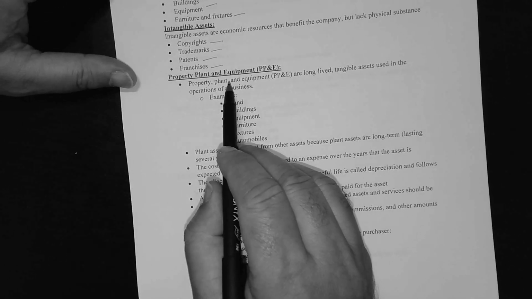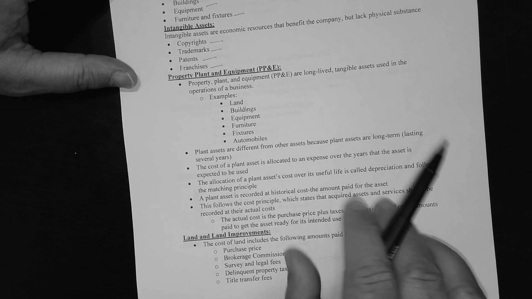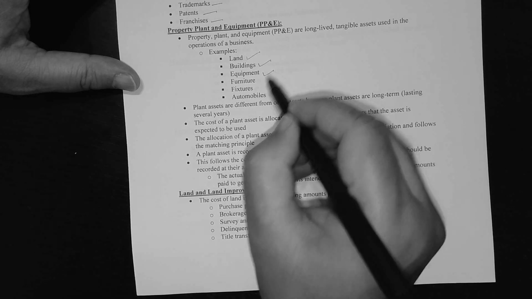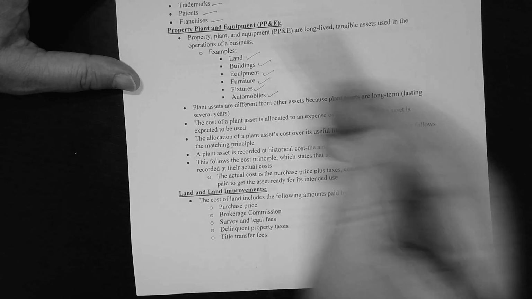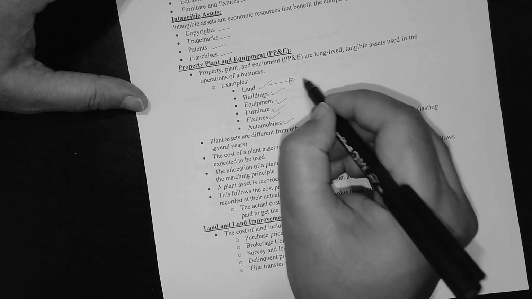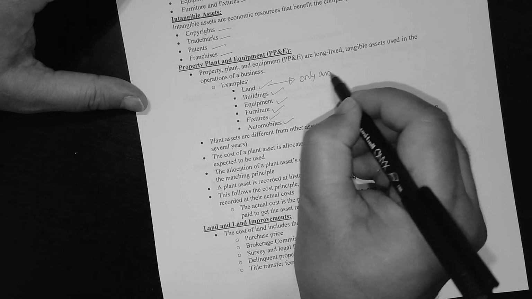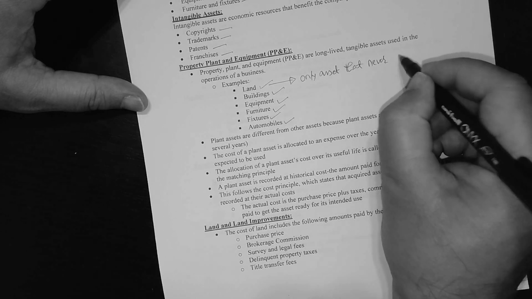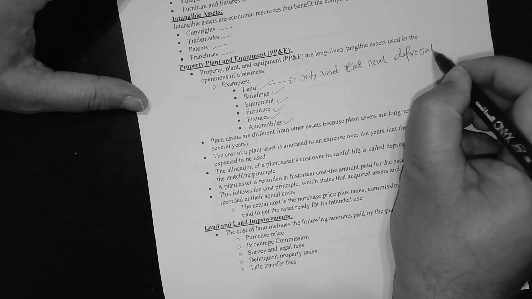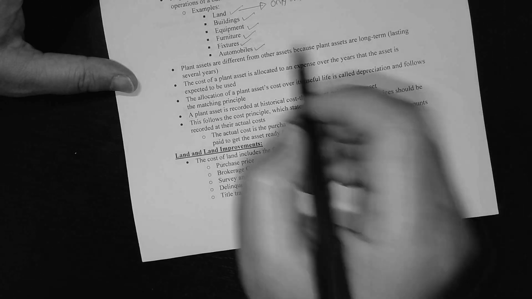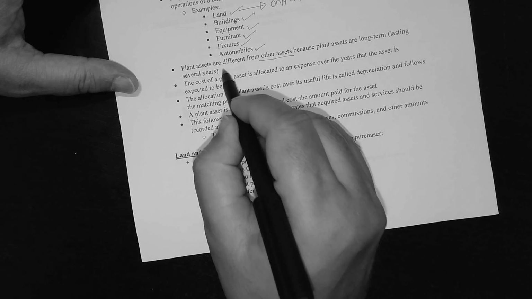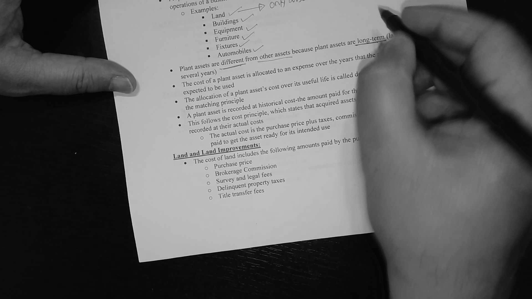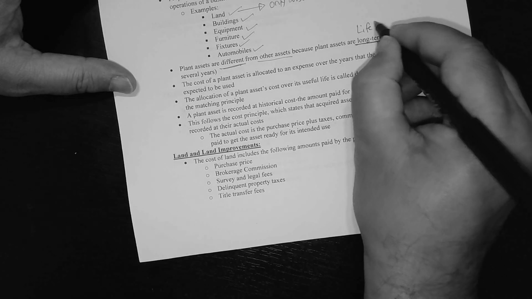Examples of property, plant, and equipment are land, building, equipment, furniture, fixtures, automobiles, and others. Land is the only asset that never depreciates. They are different from other assets because they have a long-term life, so life is greater than 1 year.